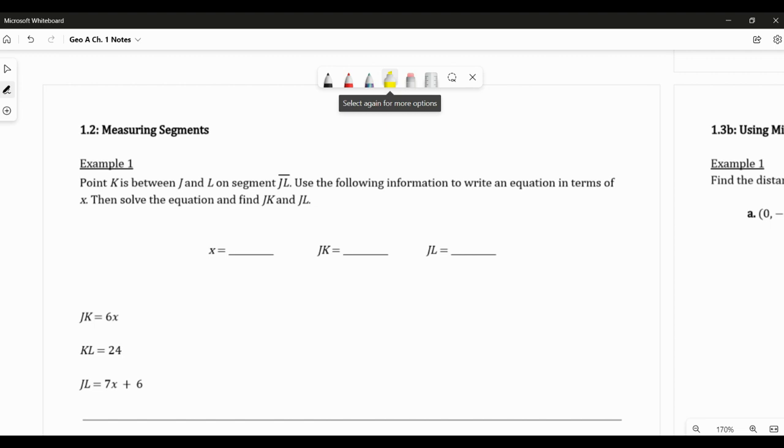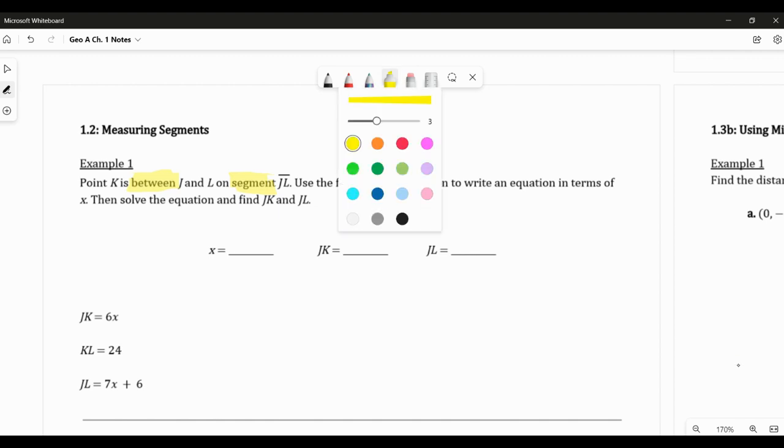Point K is between J and L on a segment. Use the following information to write an equation in terms of x, and then solve the equation. Okay, here's the important part: to find JK and JL. So I've got some important information I've already highlighted. Before we can do anything, we need to solve for x. So let's draw a picture so that we can see what's going on.